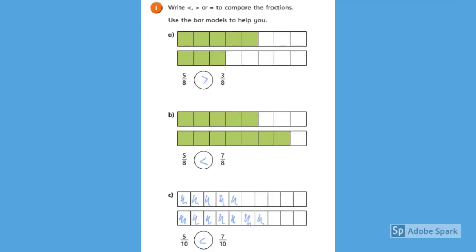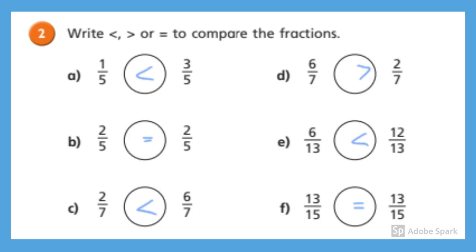So let's have a look at the answers to question number 1. We can see that 5/8 is greater than 3/8. For B, we can see that 5/8 is less than 7/8. And for C, we can see that 5/10 is less than 7/10. For question 2, we could use our new facts that we only have to look at the numerator when the denominator is the same. Check your answers and see if you were correct.